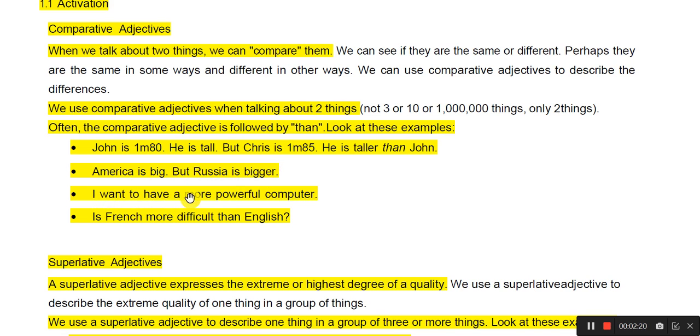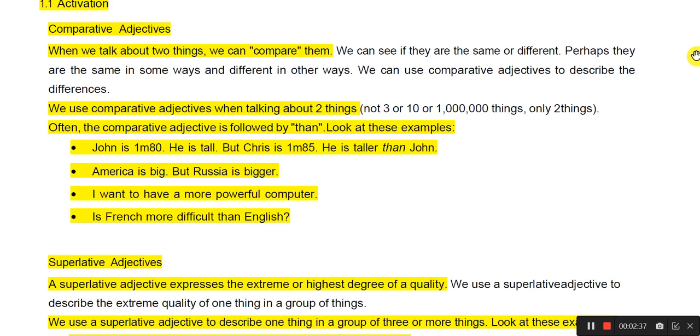I want to have a more powerful computer. Yo quiero tener una computadora más poderosa. Is French more difficult than English? ¿Es el francés más difícil que el inglés? Okay, so they are comparative sentences.